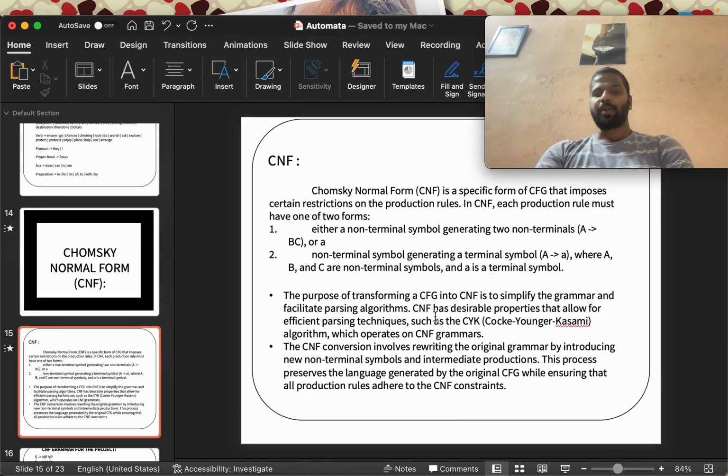CNF has desirable properties that allow for efficient parsing techniques such as the CYK algorithm, which operates on CNF grammar. The CNF conversion involves rewriting the original grammar by introducing new non-terminal symbols and intermediate productions. The new non-terminal symbols that I am using in my project code are x1 and x2. This process preserves the language generated by the original CFG while ensuring that all production rules adhere to the CNF constraints.